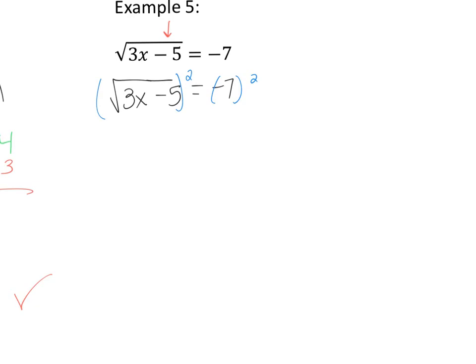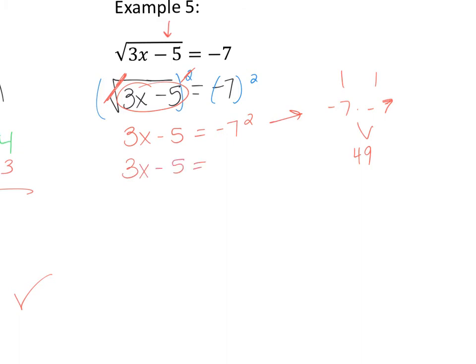Okay, so when I square each side, my radical cancels and my exponent cancels. So I'm left with whatever was under the radical, which in this case is 3x minus 5 equals negative 7 squared. Okay, and negative 7 squared is negative 7 times negative 7, which gives me a positive 49 because a negative and a negative equals a positive 49, okay? So now I'm left with 3x minus 5 equals positive 49, okay?